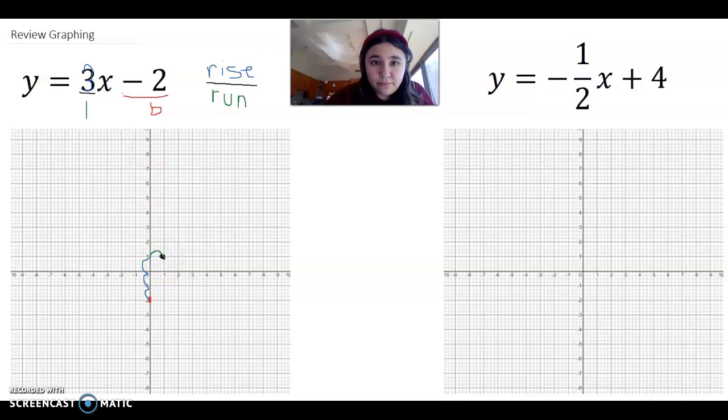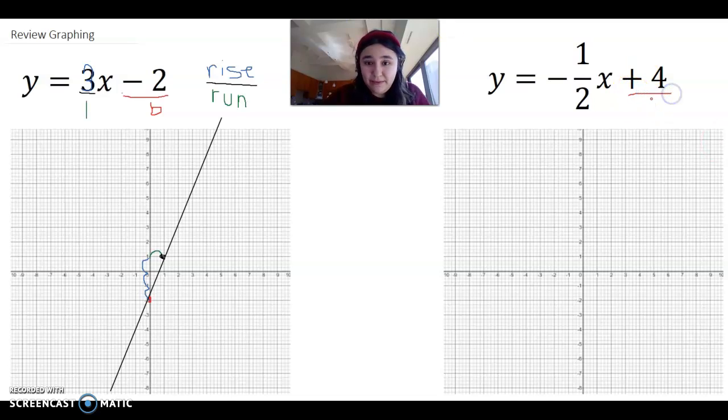Ka-chow. I wonder if I can do this. Don't judge me. We're just going to go for it. Yeah, okay. Beautiful. Not bad. All right, let's try this one more time.